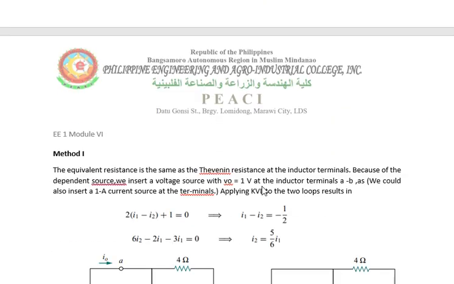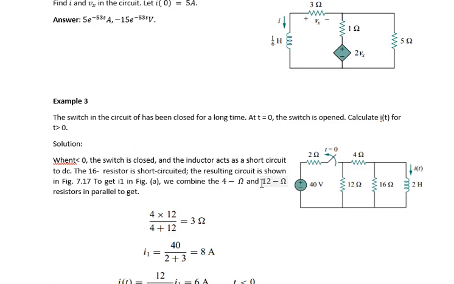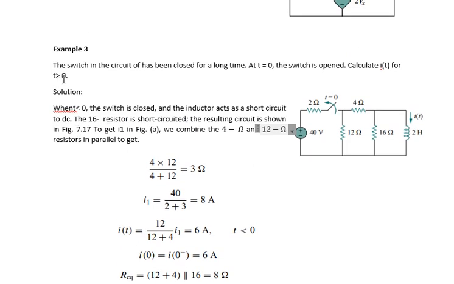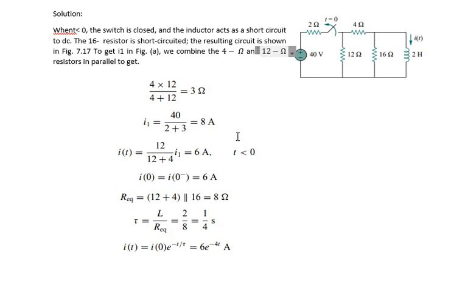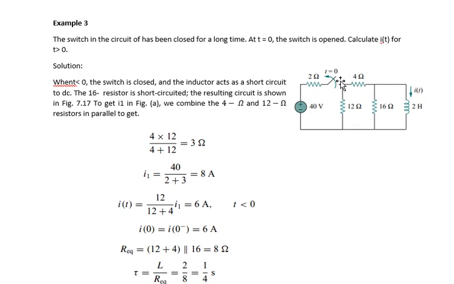Yun daw yung situation. So the question here is, calculate i(t) for t greater than 0. So we have to calculate i(t) here, okay, for t greater than 0. So when t is less than 0, no, nung hindi pa daw nag-start yung circuit natin na mag-function, this is connected, or close itong switch natin, and the inductor acts as a short circuit to DC.